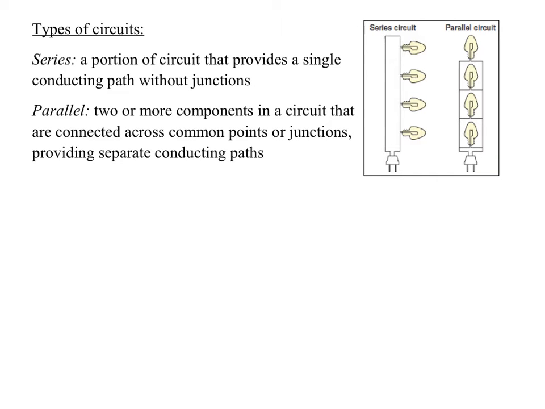So first, series. If elements are connected in series, it means that a portion of the circuit is a single path. A single path. What does that mean, a single path? Look at the diagram on the right of series and try and describe what I'm getting at with a single path. Like one thing connects to the other? Yeah, one thing connects to the next, which connects to the next.